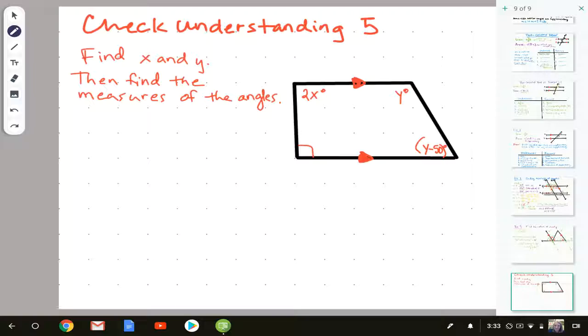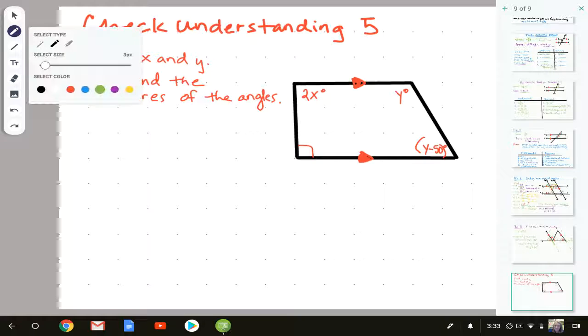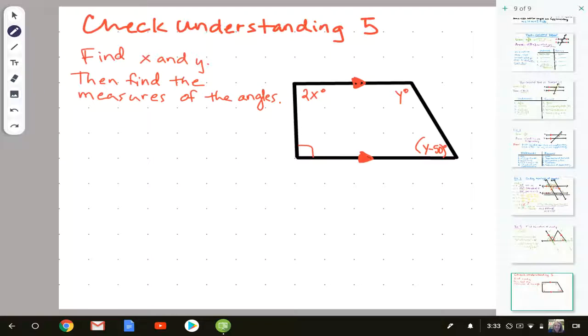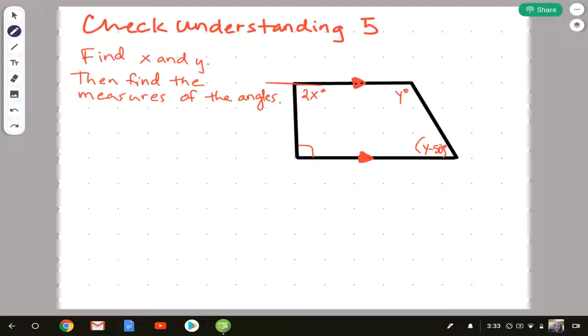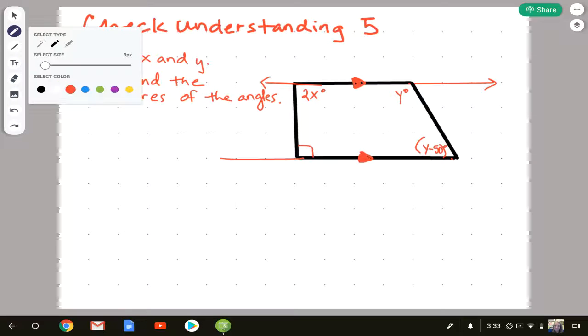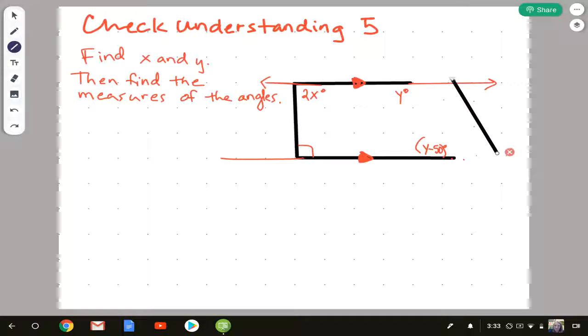Alright, so we're looking at, different color. We're looking at this top side as being one of the parallel lines and the bottom side's another. Didn't mean to do that. Keep moving it. Dadgummit. I'm just going to do it out here. Alright, so these are my parallel lines that are drawn in.